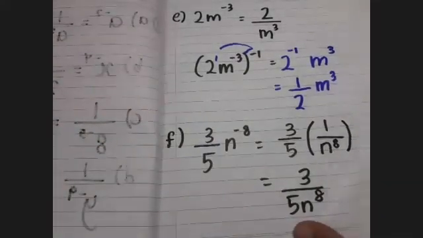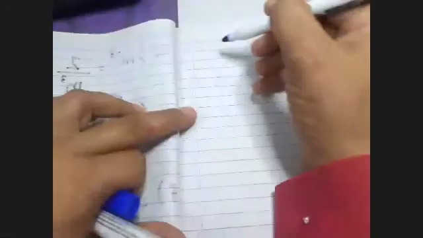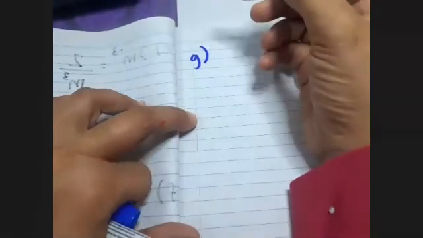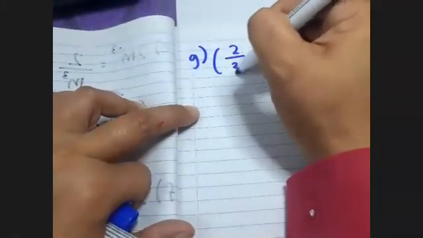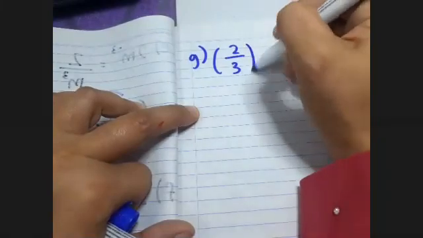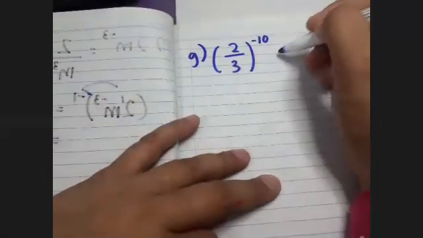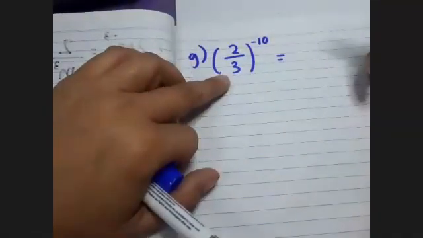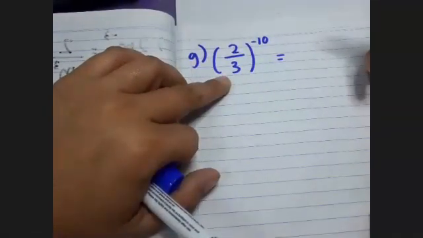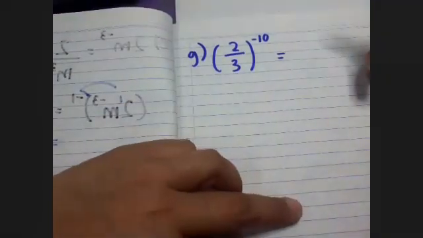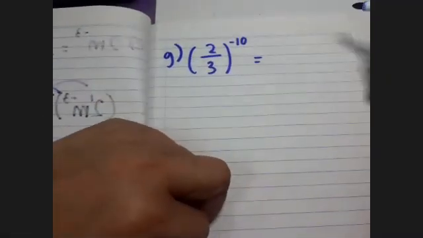Okay, next. G. 2/3 power of -10. Okay, this is a fraction. Kalau tengok dekat textbook, dia terus jawapan 3/2 to the power of 10. So how do you get that?